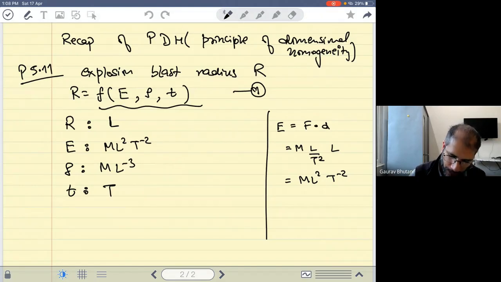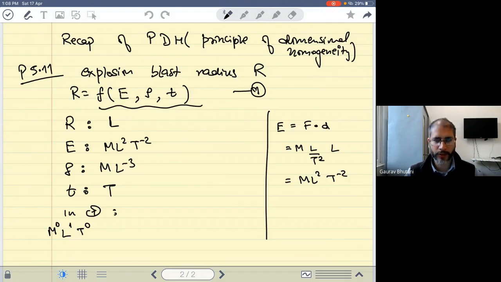Okay, so we have to use the idea of homogeneity of dimensions. So in 1, on the left hand side we have a dimension of L, so that is L to the power of 1, m to the power of 0, and t to the power of 0. So m, L, and t, you can see, are the 3 fundamental dimensions here. So they should have the same coefficients on both sides.